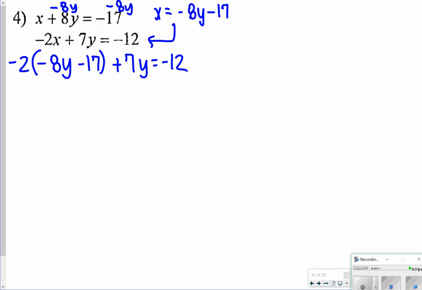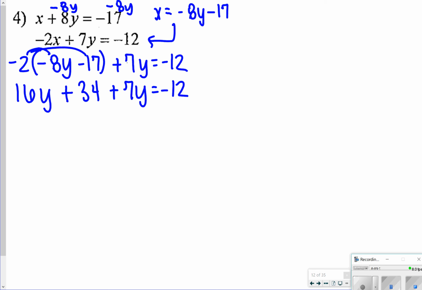So I have negative 2 being distributed to both of these items in here. So let's go ahead and do that. So I get 16y plus 34 plus 7y is equal to negative 12. Let's go ahead and combine like terms while we're here. 16y and 7y make 23y. So 23y plus 34 equals negative 12.